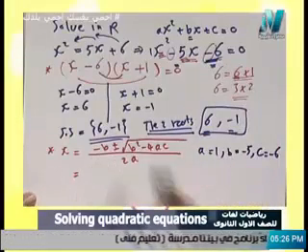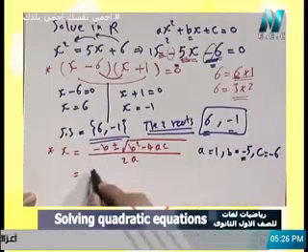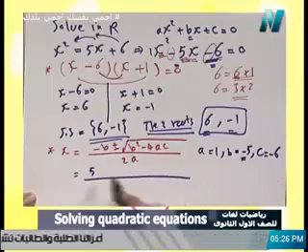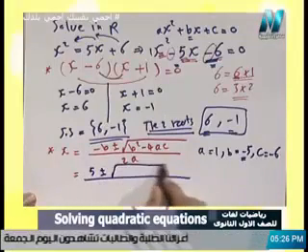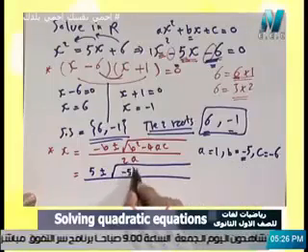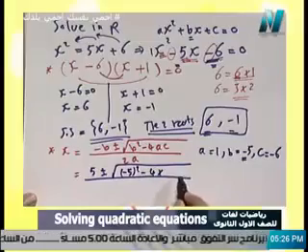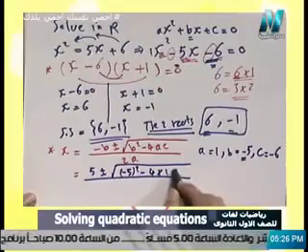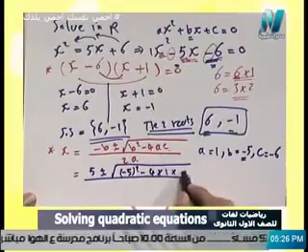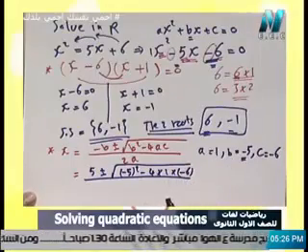Here negative b means we convert negative 5 to 5. So we have here 5 plus or minus square root. b power 2 means negative 5 power 2, minus 4 multiplied by a, which is 1, multiplied by c, which is negative 6. Put it inside a bracket like this.